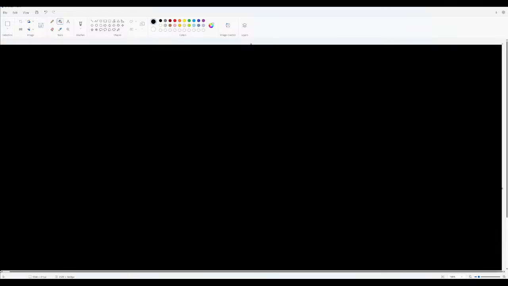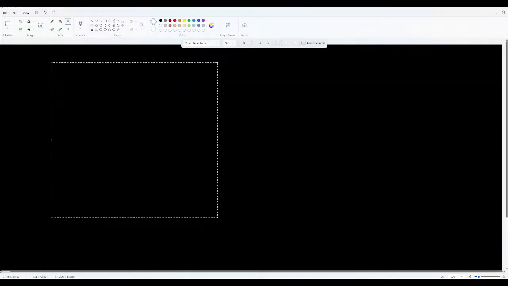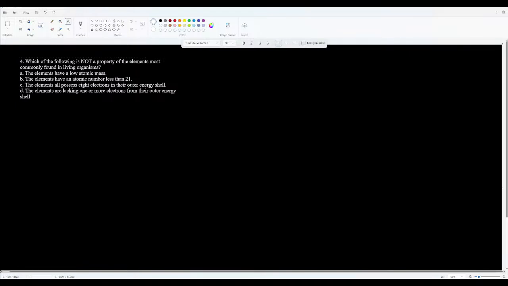Okay, so number 4 is asking about the most commonly found elements in organisms, right? So for this, you have to know what these most commonly found elements are. So what are they, right? There's 4 that you have to know absolutely, right? Because these are going to show up for the next 4 months of this class. You absolutely have to know these.